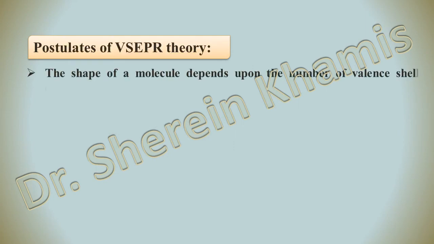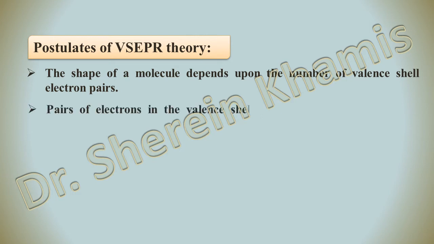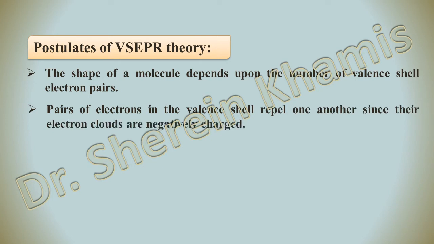From the postulates of VSEPR theory, number one, the shape of molecules depends on the number of valence shell electron pairs. Number two, pairs of electrons in the valence shell repel one another since their electron clouds are negatively charged. When the shape becomes larger, we have a big number of electron pairs, forming a huge cloud of negatively charged particles that repel each other.